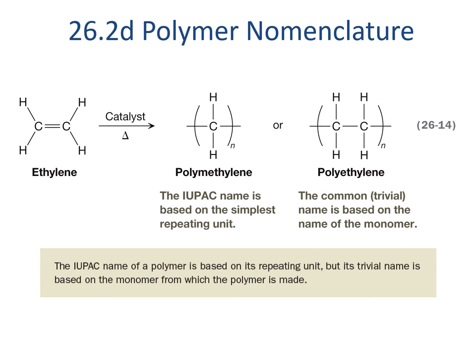Polymers can be named with IUPAC names based on the simplest repeating unit. In many cases, but not all, this is the same as the trivial name, which is based on the monomer. The trivial name is more widely used when it's different. For example, polyethylene is IUPAC named polymethylene, but almost nobody calls it polymethylene.